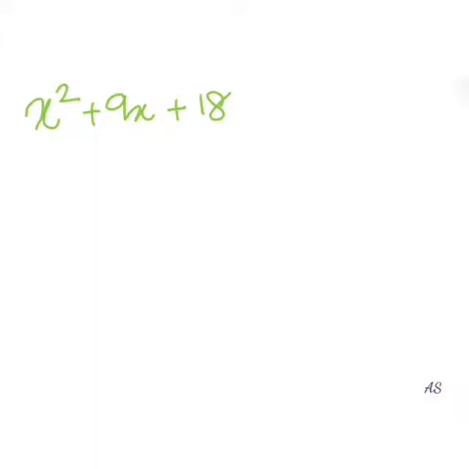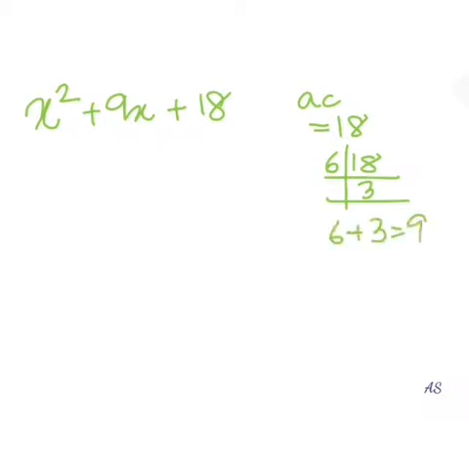So now we need to split b into two real numbers. So what we do, we find out AC. What is AC? AC will be equal to 18. Now we calculate the factors of 18. 6, 3. Right? Now, if I add 6 and 3, what do I get? 9. And if I multiply 6 and 3, what do I get? 18. So 6 and 3 are the two real numbers.